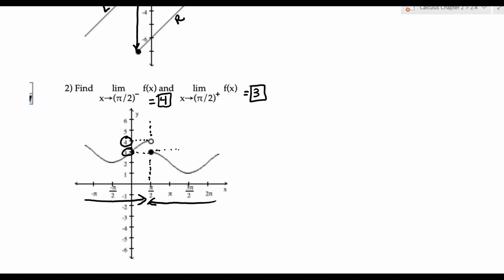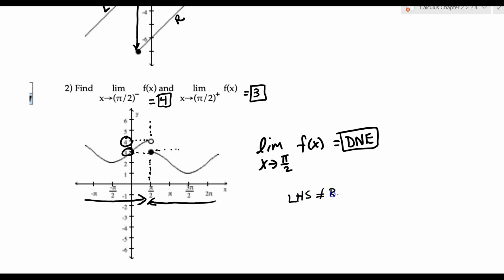What we can say about the limit in general, and I'll write that, I have some space here: the limit as x approaches pi over 2 in general of f of x, we would say does not exist. It's not being asked here, but you might say that. Here's our justification: the left-hand side does not equal the right-hand side. So just a small bit on one-sided limits, graphically anyways.